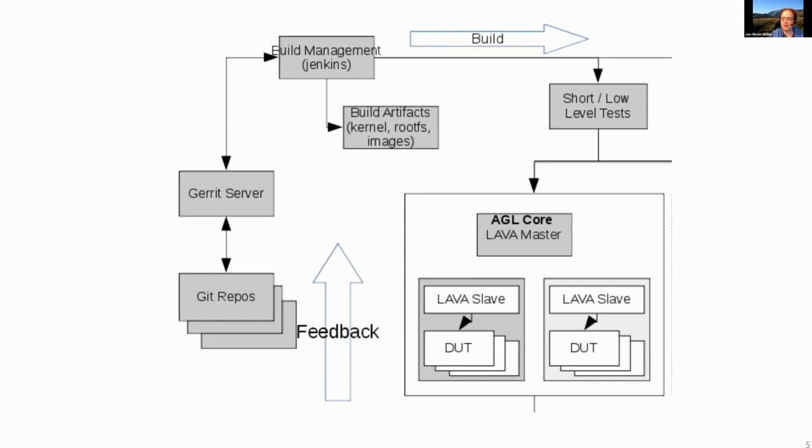Here is a quick overview of what we have in place, essentially from our Gerrit server over here. We build the artifacts. We then start a test job in our Lava infrastructure and feed back into Gerrit, so the developers in a very tight loop know if the change passed all the tests.